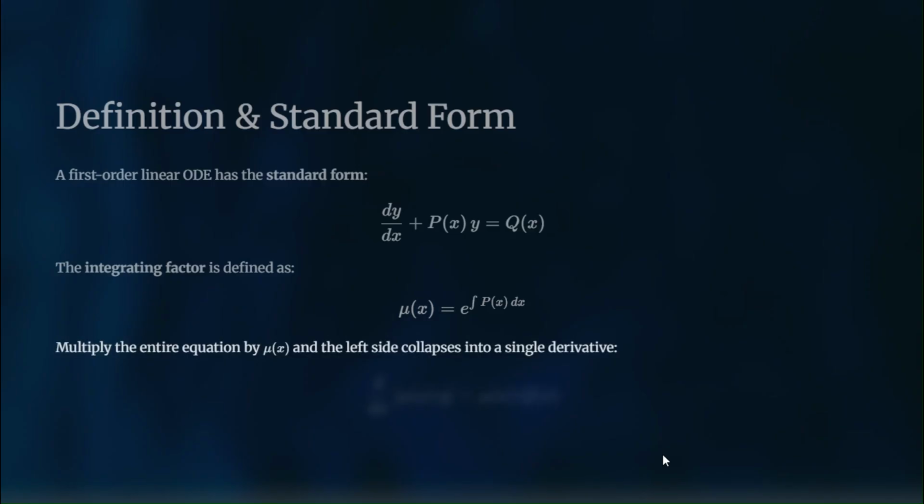A first-order linear ordinary differential equation has the standard form dy/dx plus p of x times y equals q of x. The integrating factor is defined as mu of x, and that will be equal to e to the power integral of p of x dx. You'll need to multiply the entire equation by mu of x, and the left side will collapse into a single derivative. So the left side will become the derivative with respect to x of mu of x times y, and that will be equal to mu of x times q of x.